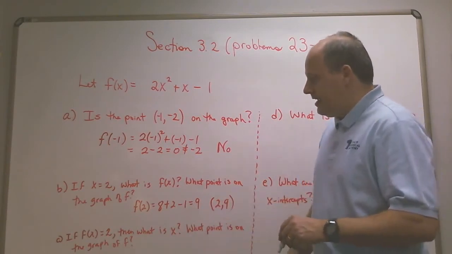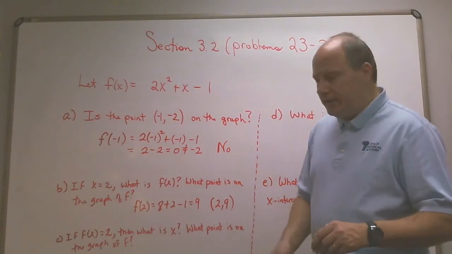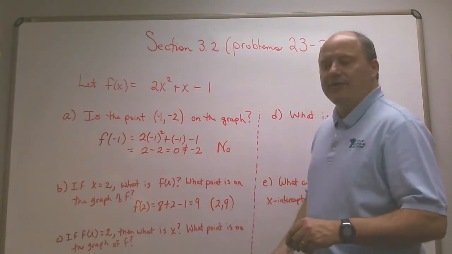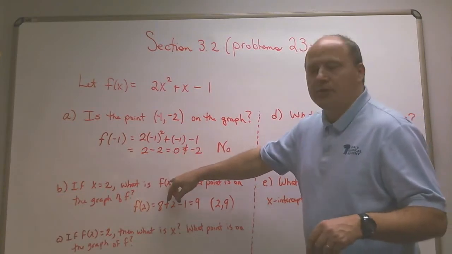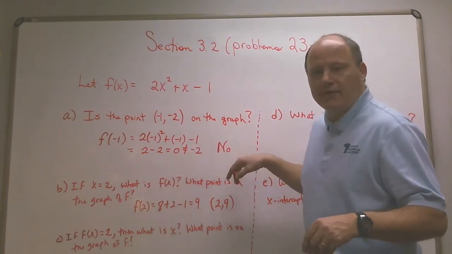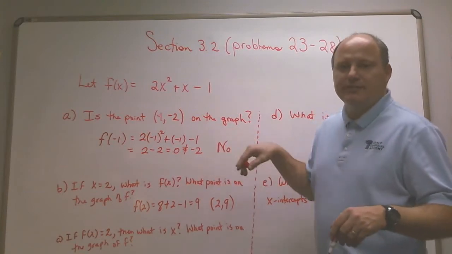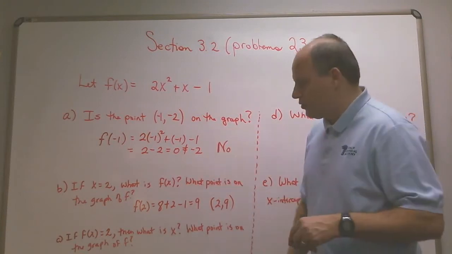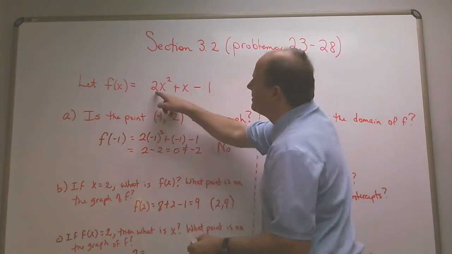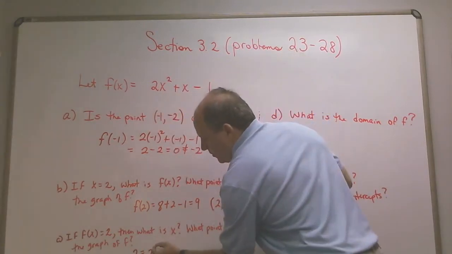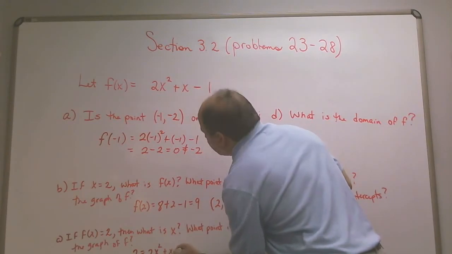And part C, if f of x is 2, that's the y coordinate. If that's 2, then what is the value of x? So this is kind of backwards from this problem right here. Here's when you plug in 2 to see what you get for y. And on this one, I'm going to put a number in for y and see what you get for x. So it's just in reverse order. So you get 2 is the f of x, and that equals 2x squared plus x minus 1.